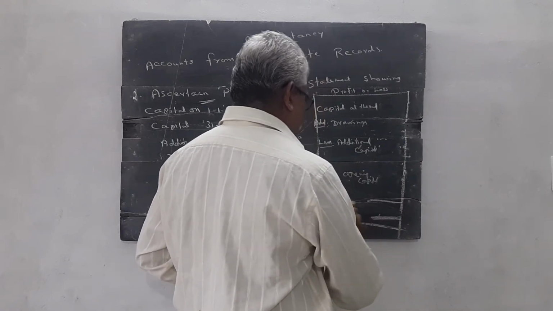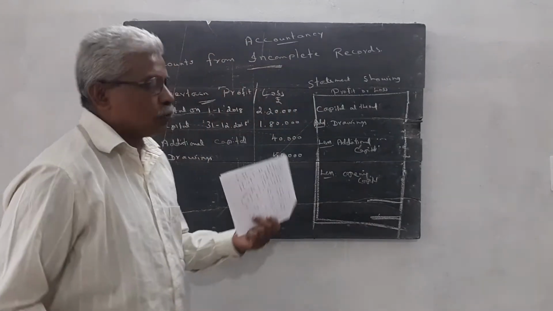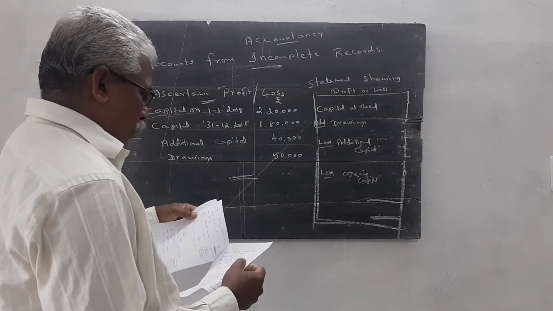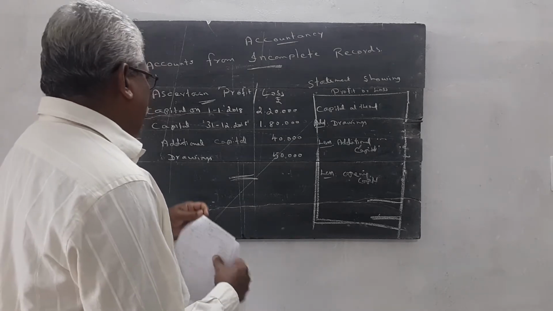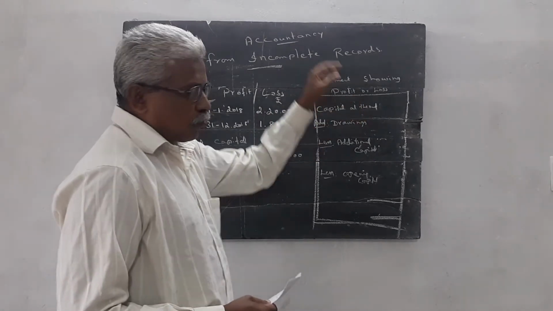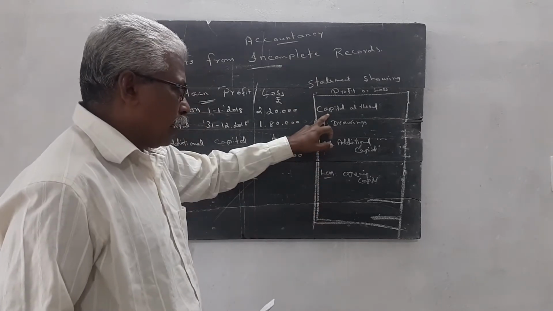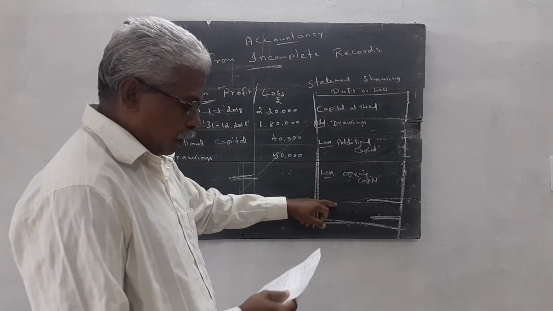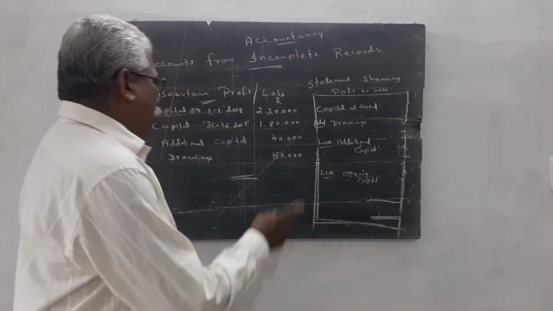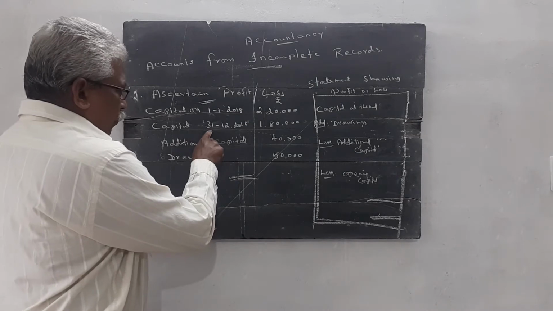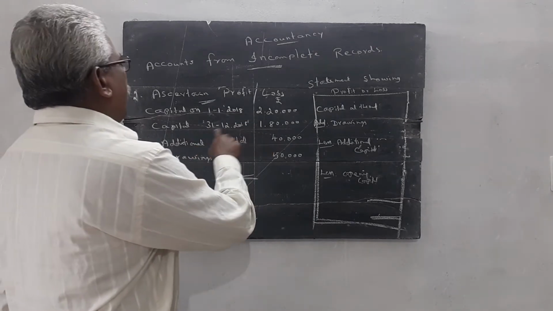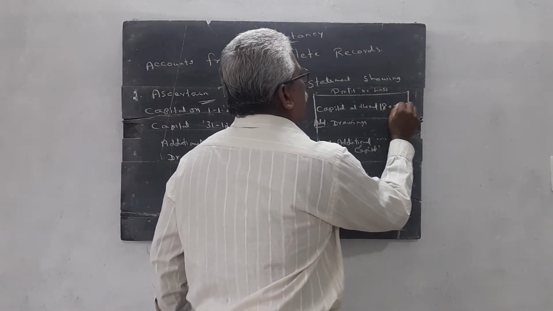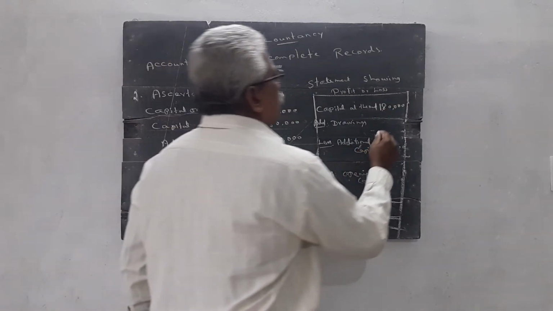Now, sometimes we can get profit. In some problems we face the losses also. So we do this problem. Here, question number 2, statement showing profit or loss. Same formula. Capital at the end, add drawings, less additional capital, less opening capital, we can get profit or loss. The capital at the end, on the basis of date, we have to write the amount. Capital at the end, 1,80,000. Add drawings, 50,000.